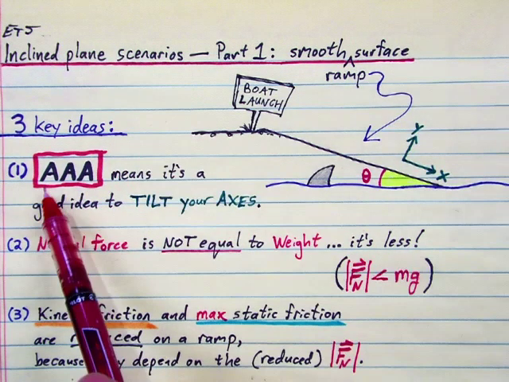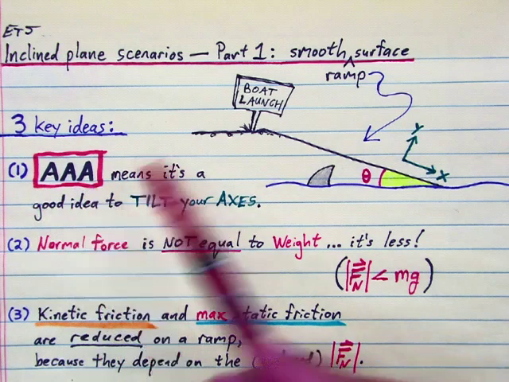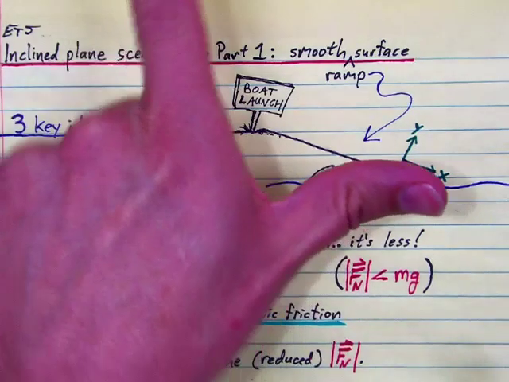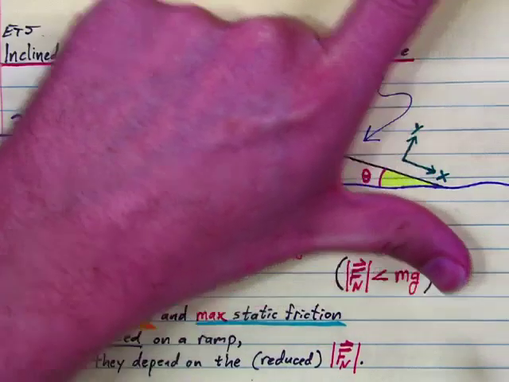So, 3 key ideas we need for motion on inclined planes. 1, our step AAA, align your axis with the acceleration, means it's a good idea to tilt your axes. Take your ordinary XY axes and tilt them to line them up with the ramp.